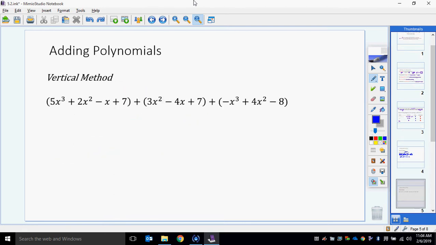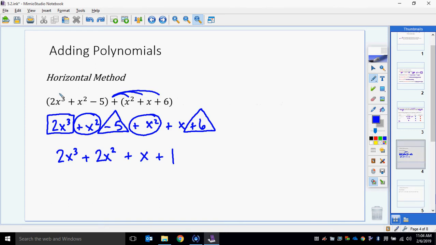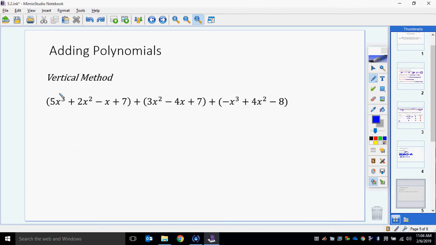It's another way to do it, but you could also certainly do it the horizontal method. So this is just a preference thing. I'm showing you 2 different ways, and you get to decide which way you like best.